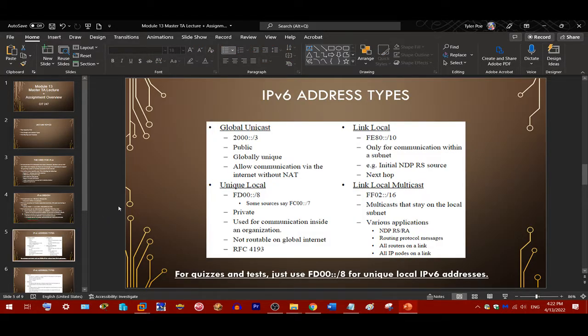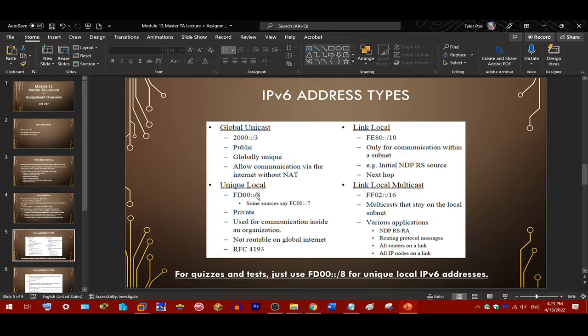Here are some IPv6 address types. This picture was taken from Cunningham's PowerPoint from this module, but anyway, there are 4 types of addresses you need to know. There's global unicast. You can recognize these by the leading quartet, which is going to be like 2000. These addresses are public. They're globally unique, and they allow communication via the internet without NAT. Unique local addresses start with FD00. These are pretty common.